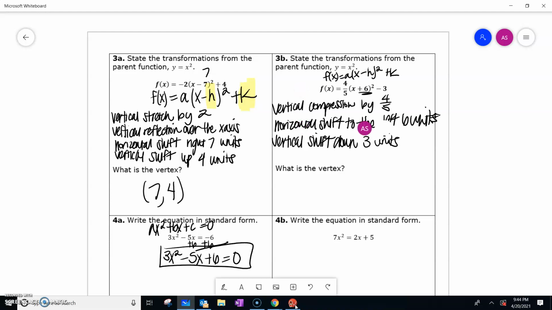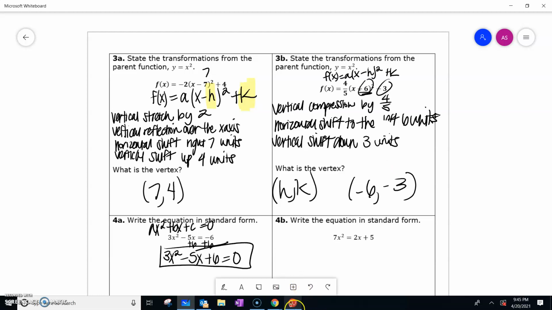All right. With our vertex, remember we said that it's HK. So that's going to be here and here. Our H is always the opposite. So there's going to be -6 and -3. Okay, excuse my writing.